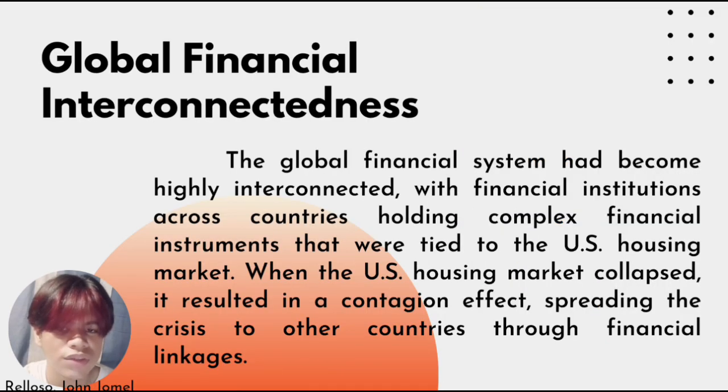Global financial interconnectedness. The global financial system had become highly interconnected, with financial institutions across countries holding complex financial instruments that were tied to the U.S. housing market. When the U.S. housing market collapsed, it resulted in a contagion effect, spreading the crisis to other countries through financial linkages.